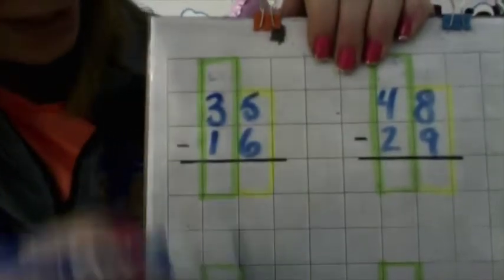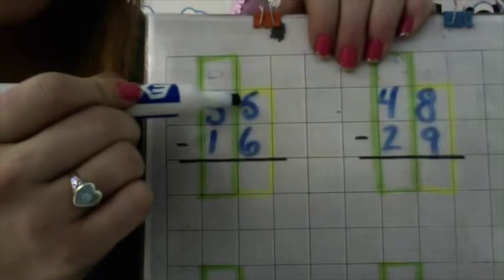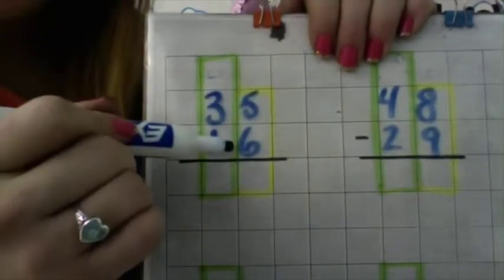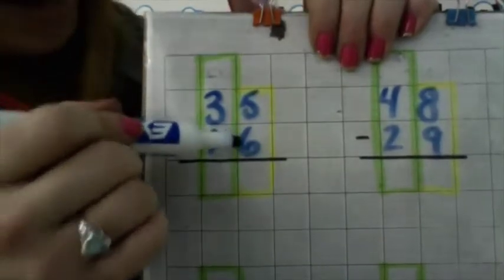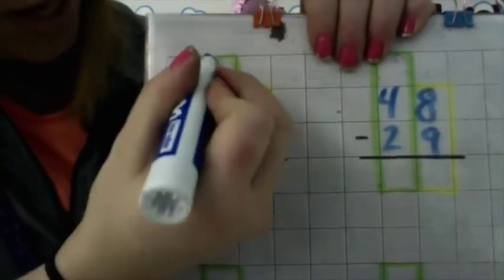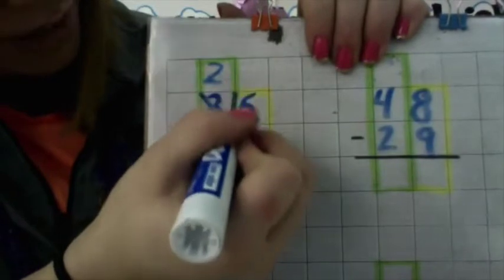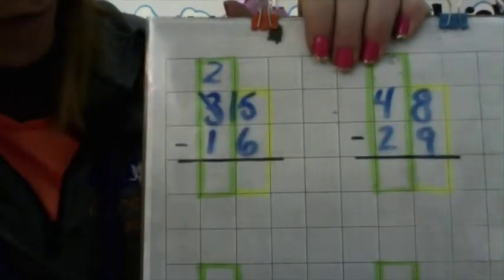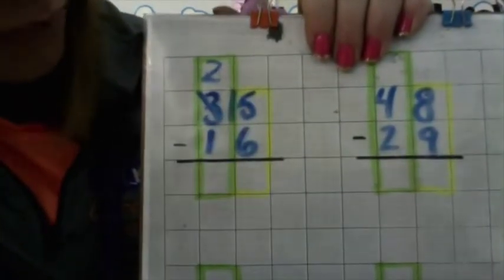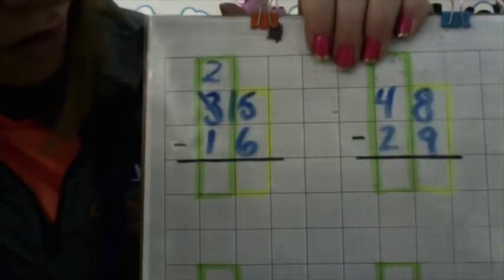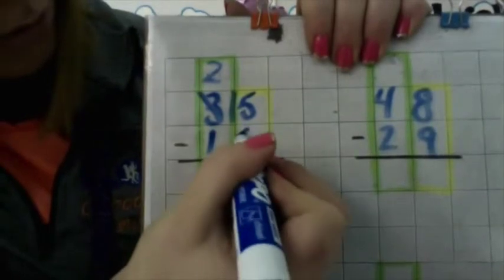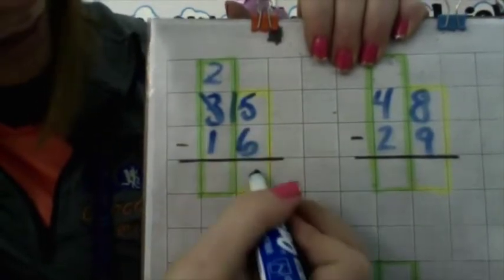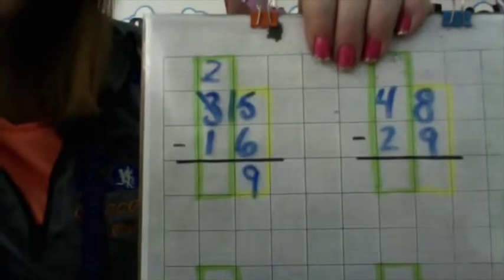All right, let's see how well you did. Listen very carefully. Starting in my ones. 5 take away 6. Was there more on the top or more on the floor? More on the floor. You got it. So we got to go next door and take 10 more. The 3 becomes a 2, and the 5 becomes a 15 because 5 plus 10 equals 15. So now we have to do 15 take away 6. 15, 14, 13, 12, 11, 10, 9. So 9 is our answer in our ones.